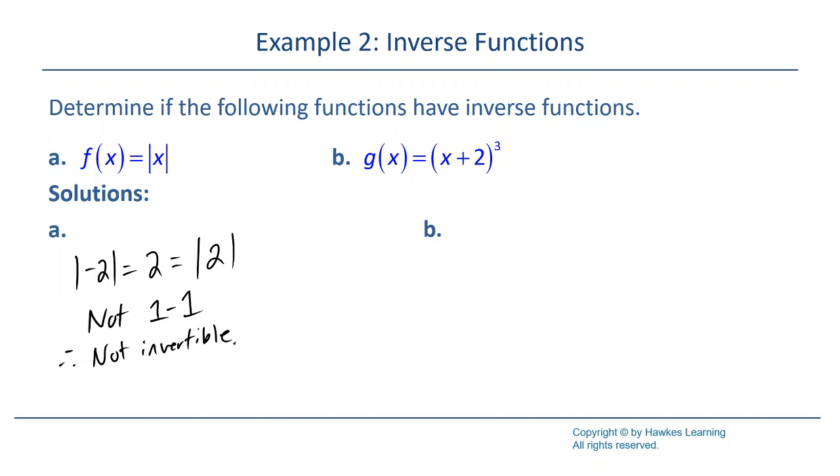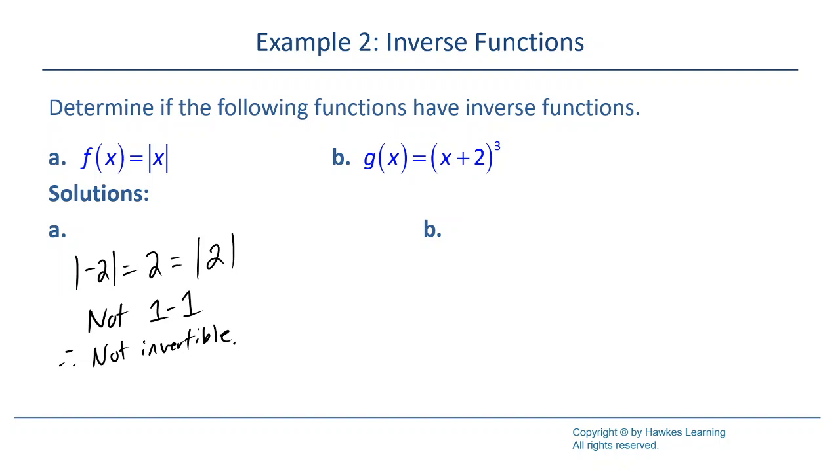Now, we are not going to do the very rigorous mathematical proof that x plus 2 cubed is 1-to-1, because it's very easy to disprove something being 1-to-1. It's a little bit harder to prove that it's 1-to-1.